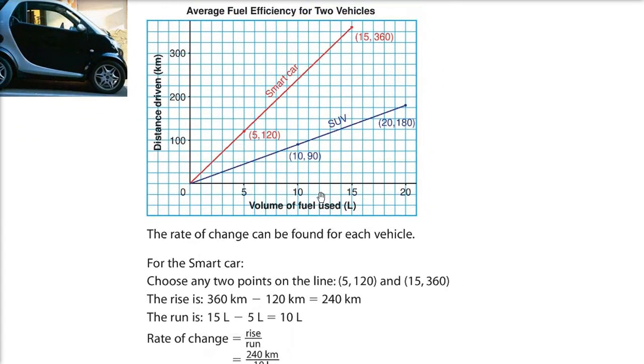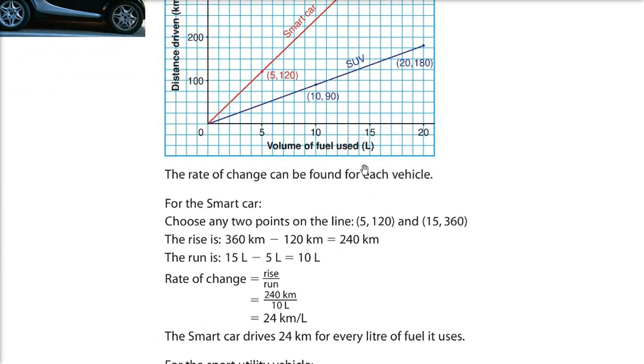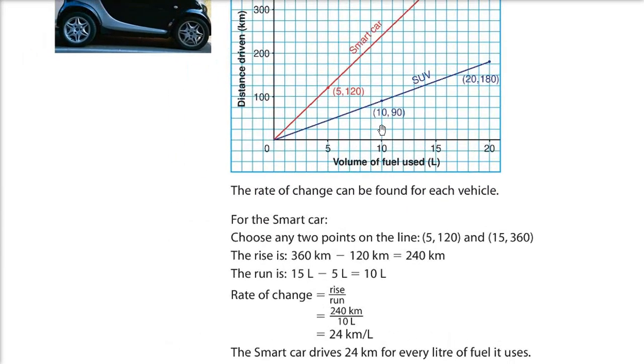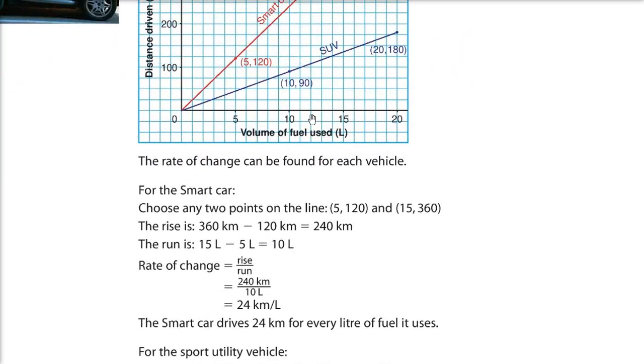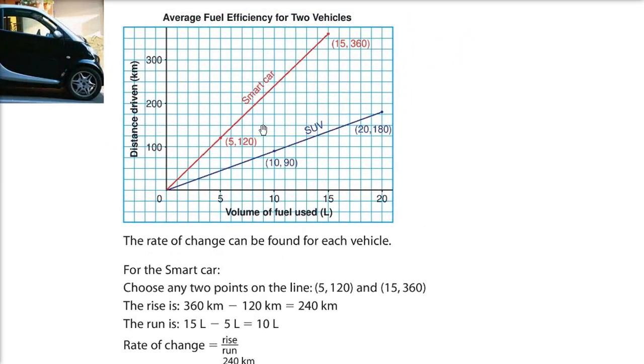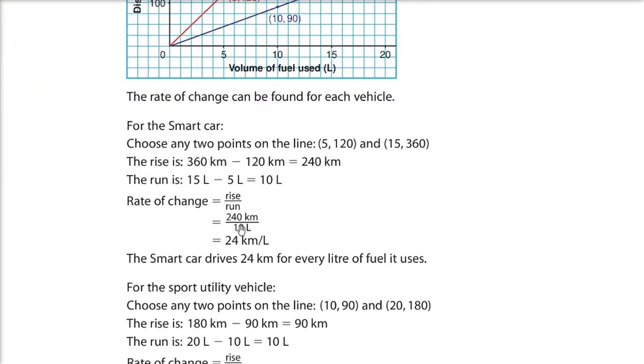So we need to find out the rise and run. The rise and run can be found using the simple thing we have done in the earlier discussion. I am taking the smart car first. So 360 minus 120 will be the rise and 15 minus 5 will be the run. Just divide them. That is 240 by 10. That is 24 kilometers per liter.